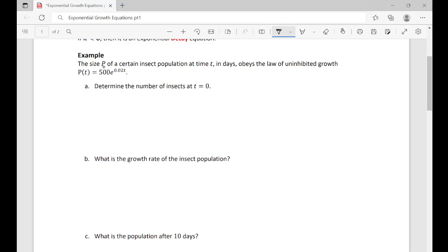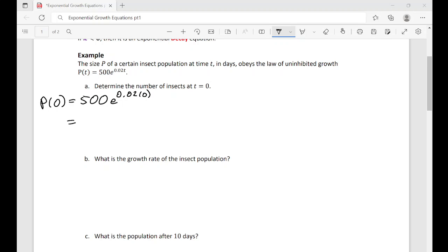Here, the size P of a certain insect population at time t, which we measure in days, obeys a law of uninhibited growth. In our formula, P(t) = 500e^(0.02t). So we're going to determine the number of insects at t = 0. So we're going to have P(0), and that's going to be 500e^(0.02 × 0).